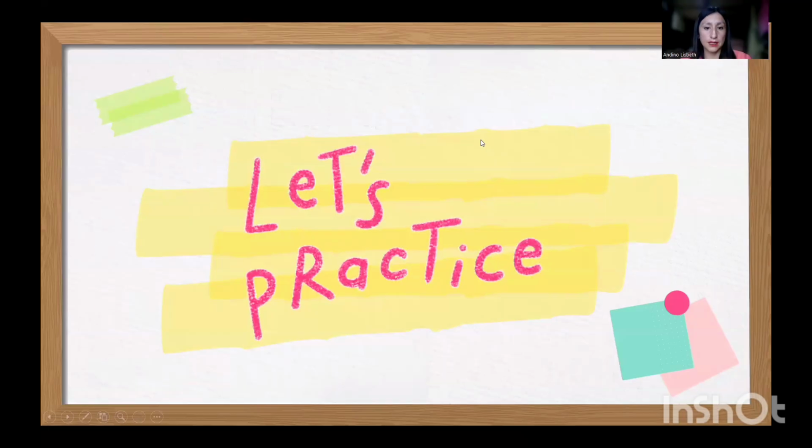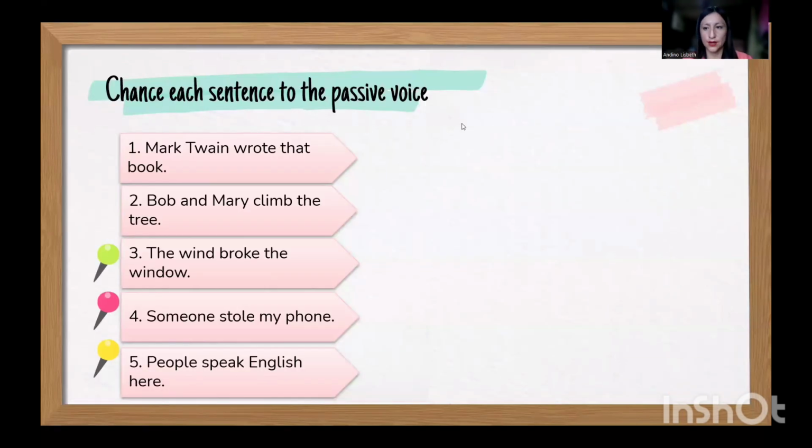So let's practice. Okay, we're going to practice. Change each sentence to the passive voice. Number one, Mark Twain wrote that book. Number two, Bob and Mary climbed the tree. Number three, the wind broke the window. Number four, someone stole my phone. And number five, people speak English here.